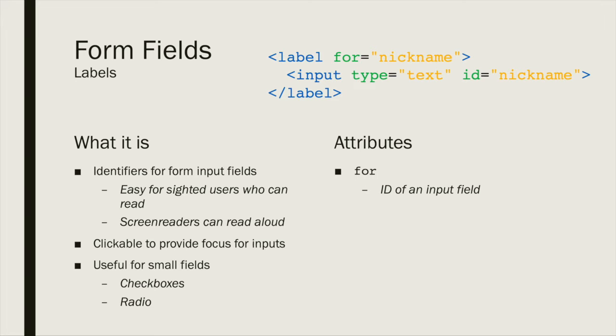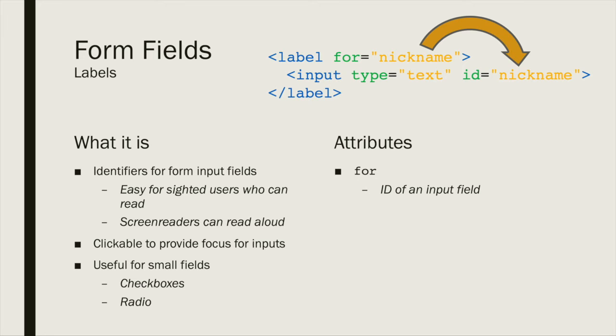Labels are identifiers for form input fields. They are easy for sighted users who can read and for screen readers to read aloud. They are clickable to provide focus for inputs as long as you have the for and the ID matching. They are useful for small fields like I mentioned for checkboxes and radios, and the only attribute is the for attribute, which should match the ID of an input field. Otherwise, well, it's kind of hard to have something in a label that doesn't exactly identify with an input type.